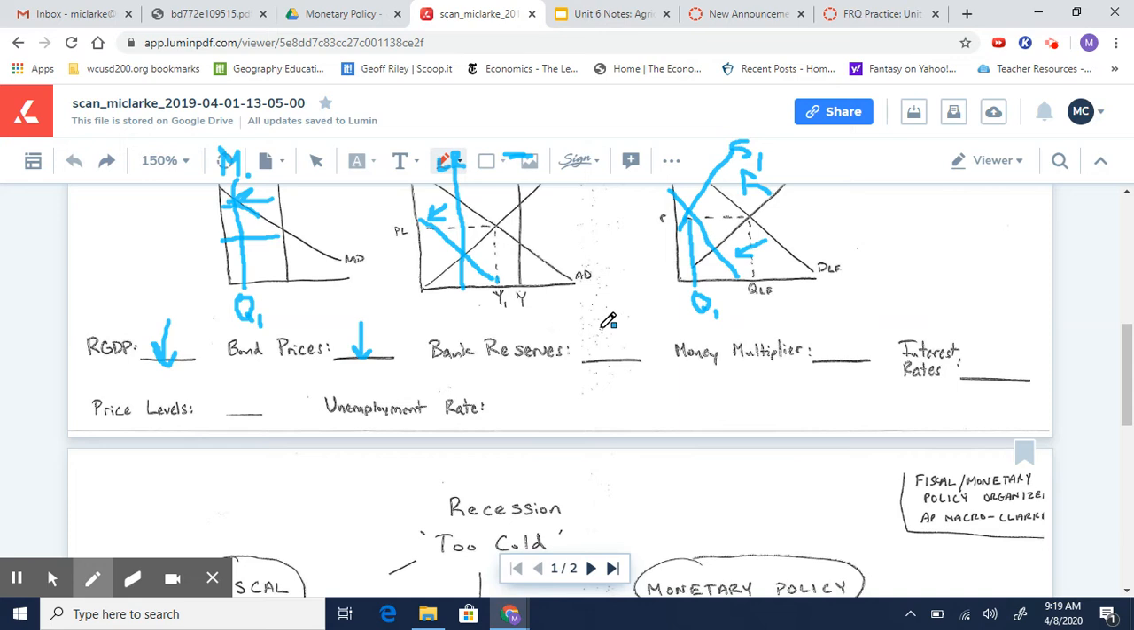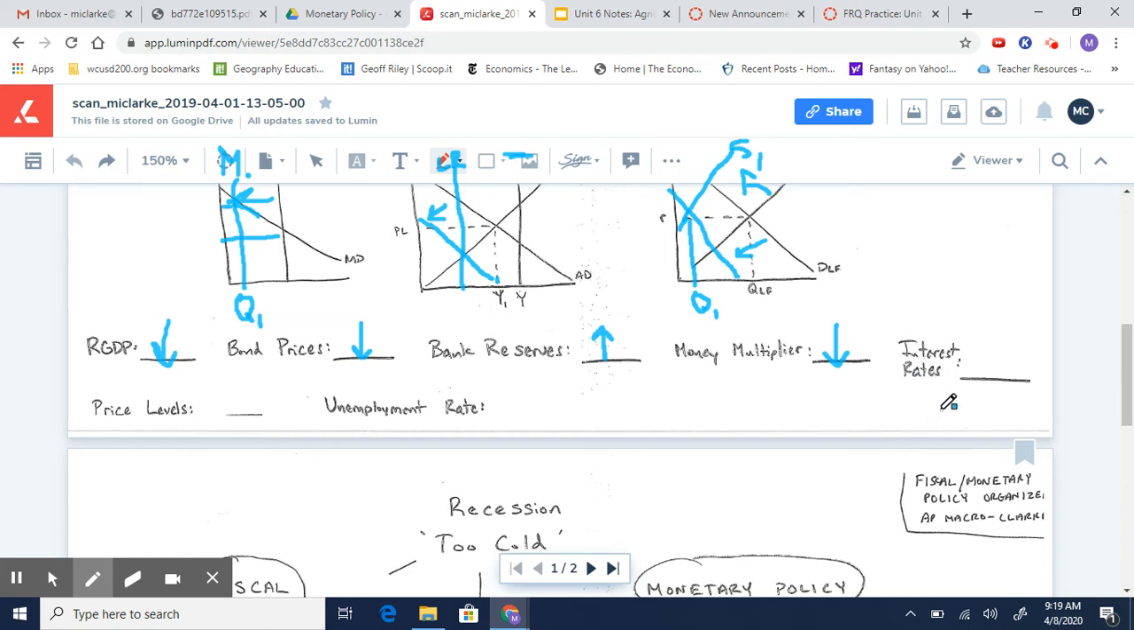Bank reserves, because now the reserve requirement is higher, and because banks are loaning less money out, bank reserves are going to increase because there's a higher reserve requirement. Banks don't have as much money to loan out. Because the reserve requirement is higher now, the money multiplier decreases. Anytime the reserve requirement increases, the money multiplier decreases.